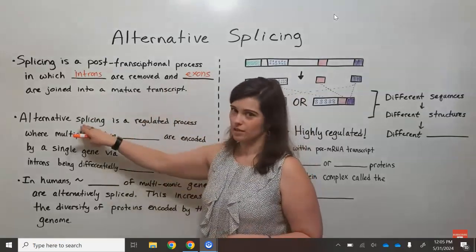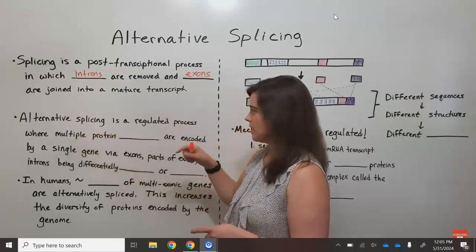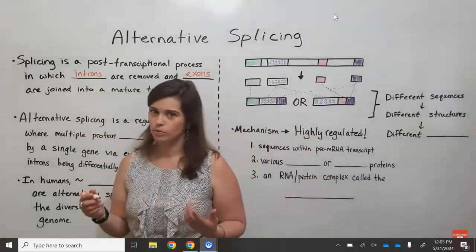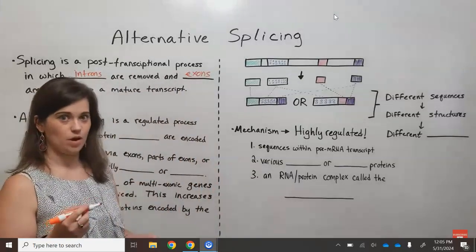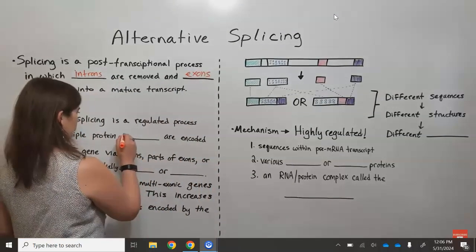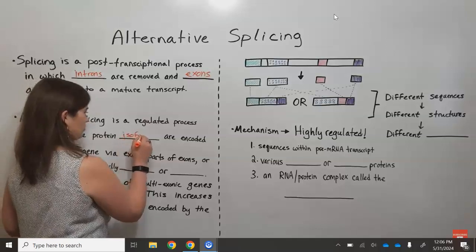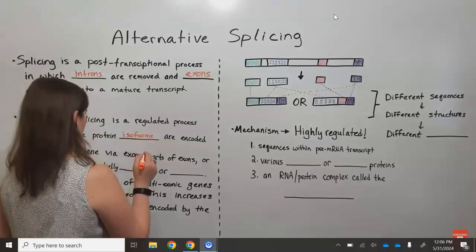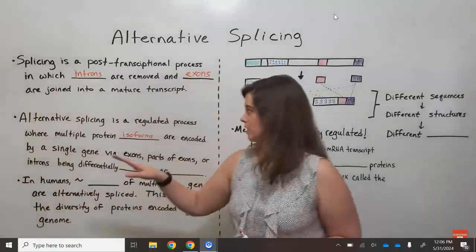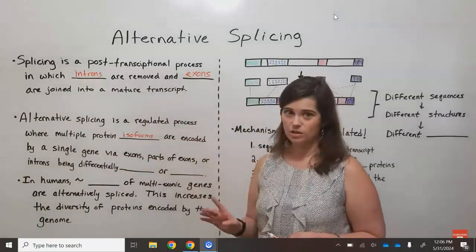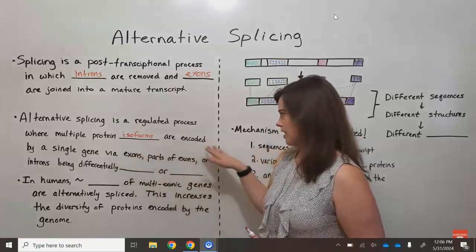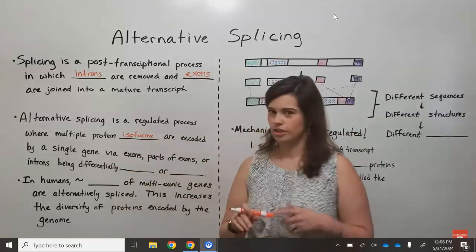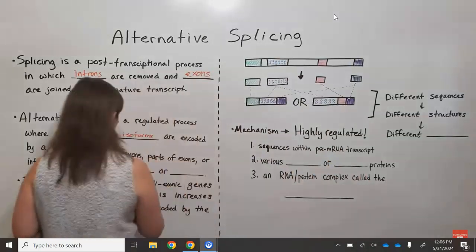Now, alternative splicing is a regulated process where there are multiple protein isoforms that can come from the same pre-mRNA transcript. So these multiple protein isoforms are encoded by a single gene via exons, or parts of exons, or introns being differentially joined or skipped.